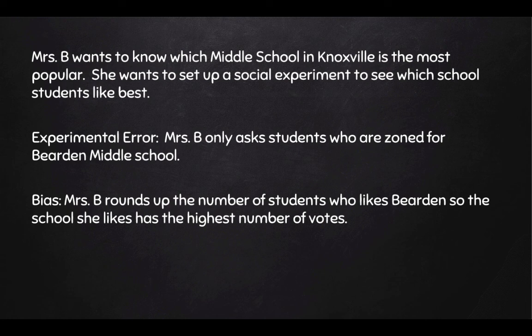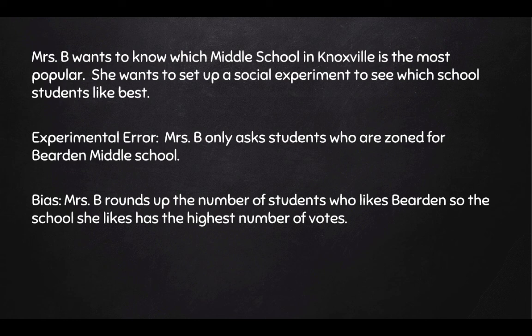Remember, bias is when the scientist favors an outcome over another. So Mrs. B rounds up the number of students who like Bearden so that the school she likes has the highest number of votes. This ensures that Bearden Middle will be the school that wins.